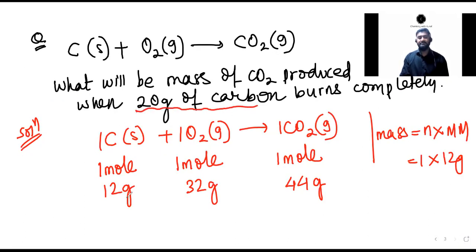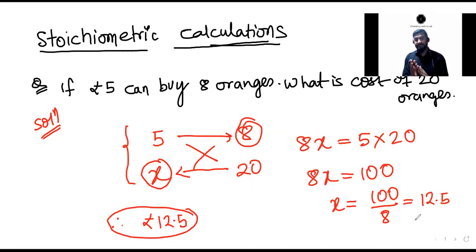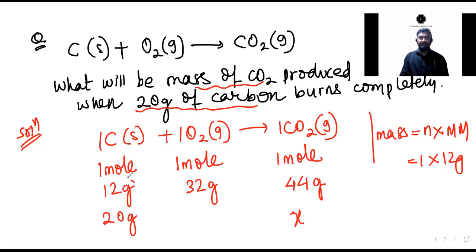20 grams of carbon is being burnt. So we are burning 20 grams of carbon completely. What amount of CO2 will be produced? Let that be X. Refer to that orange question I gave you: 5 rupees, 8 oranges; 20 oranges, how much? Similarly, 12 grams gives you 44.